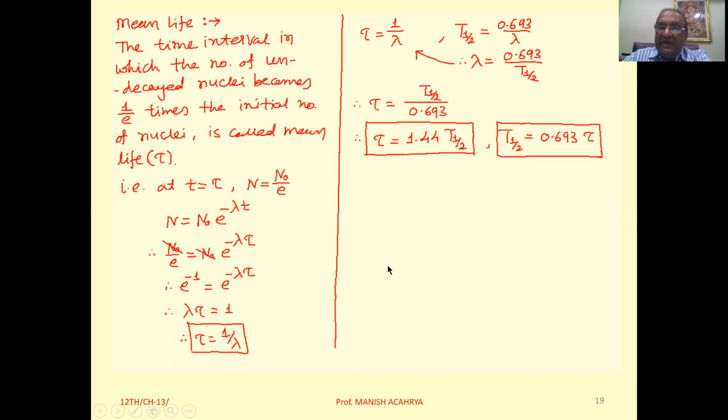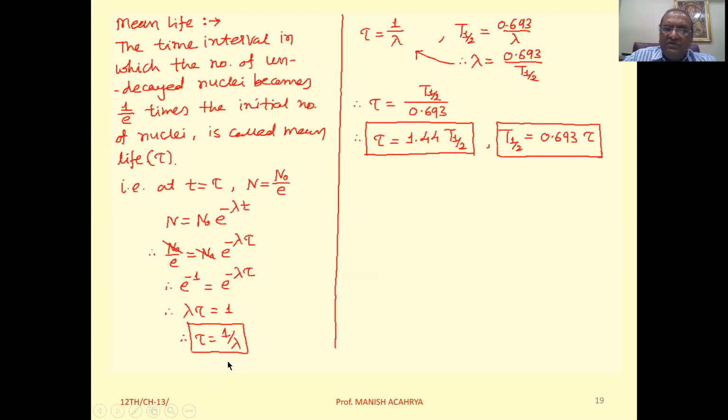Now we have the equation n equal to n0 e raised to minus lambda t. In this one, substitute t equal to tau. And at that time, your n, that is n0 by e, n0 cancelled. So we can write here on the left hand side 1 upon e, that is e raised to minus 1, that is e raised to minus lambda tau. So lambda tau, that is equal to 1. Here compare the power on both the sides. So tau, that is 1 upon lambda.